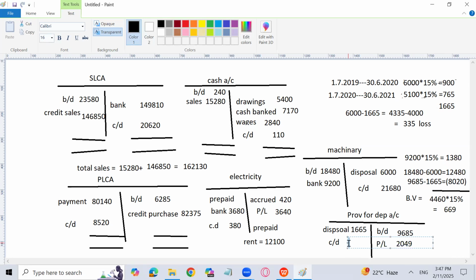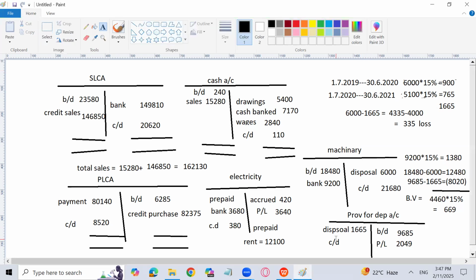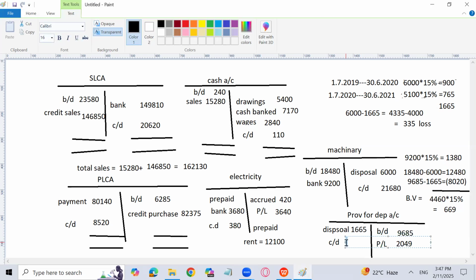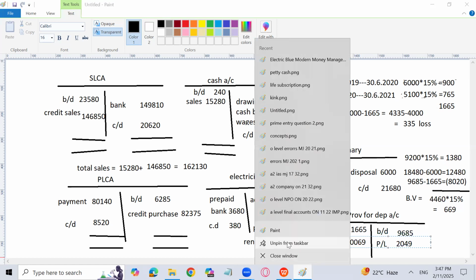Why am I going for the carry down also? Because the question might ask you to prepare the balance sheet at the end or statement of financial position at the end. Then you should be knowing how the carry down has been calculated. Though it won't come nowadays, maybe some portion he can ask you to prepare only the non-current asset section. Then you will be in trouble. What is the carry down? 10069. Okay, got it.